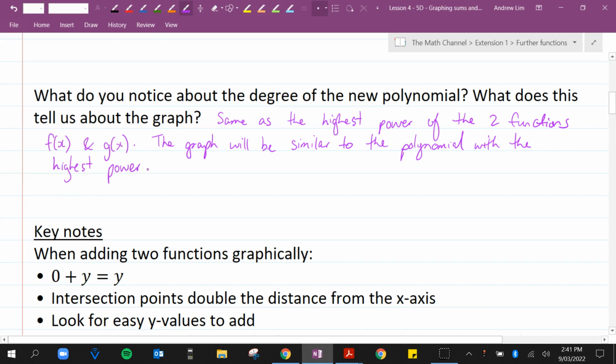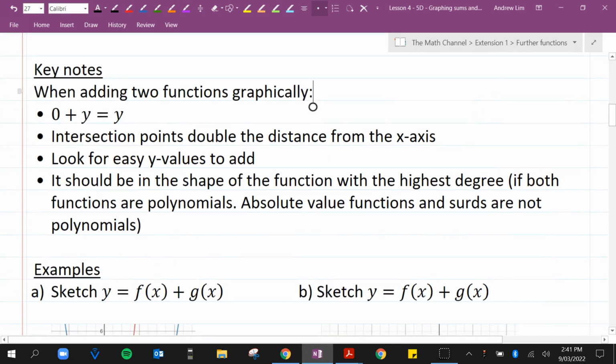Alright, so here's some keynotes. When adding two functions graphically, we're always looking at the y values. 0 plus y is just y, so it's just going to stay in the same spot. Intersection points double the distance from the x-axis. We're going to look for some easy y values to add. And if both functions are polynomials, it should be in the shape of the function with the highest degree. Just remember, absolute value functions and surds, they're not polynomials, so we can't just use that rule all the time.